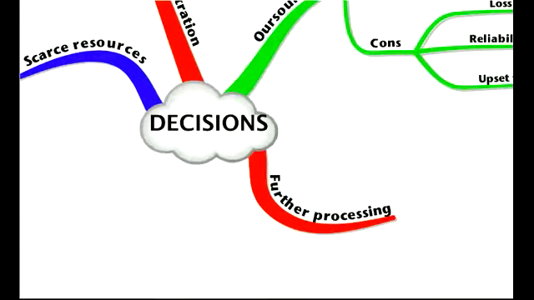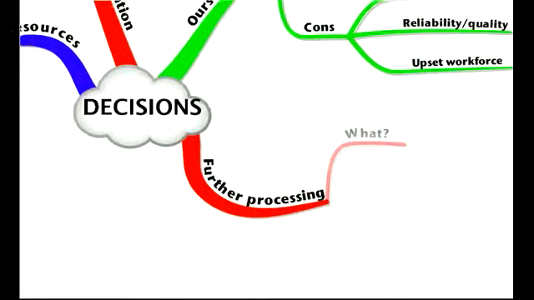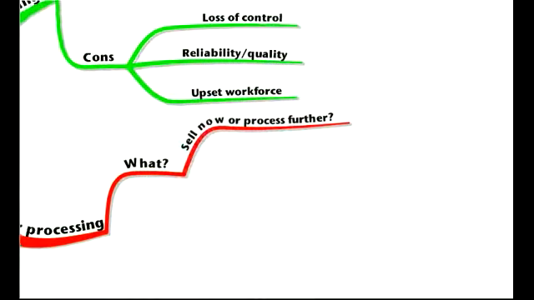So when it comes to further processing, what are we asking here? Well, we're saying, should we sell now or process further? If you think back to your process costing in prior modules, you had a process where you maybe put in one input, and that was then processed to a point where it could be split off. So the question was, at that split off point, do you process it further or do you sell it in its current state?